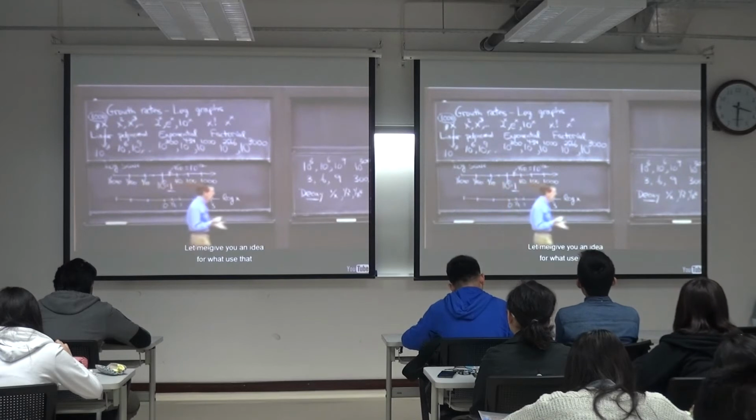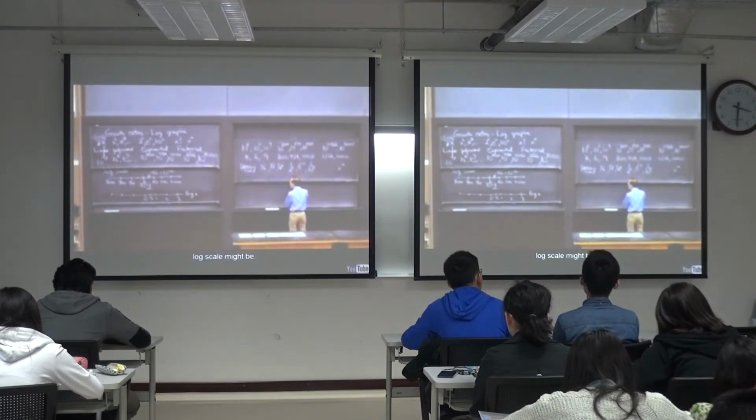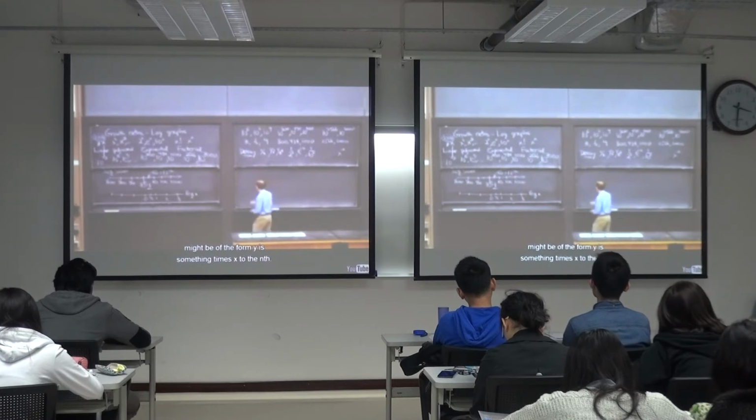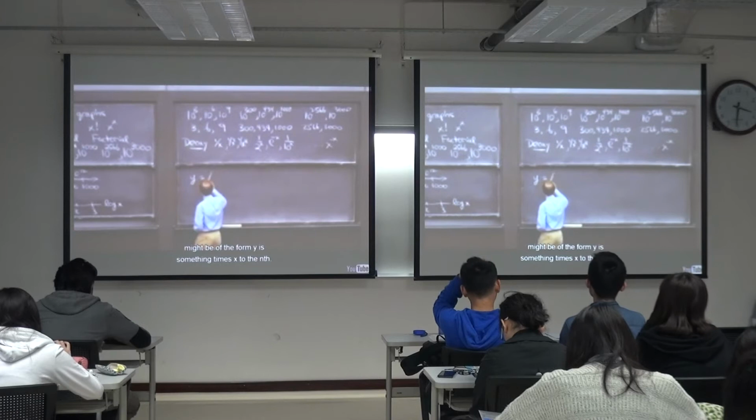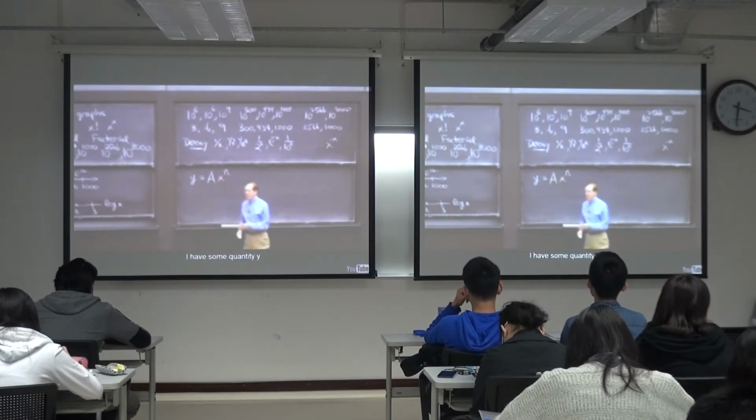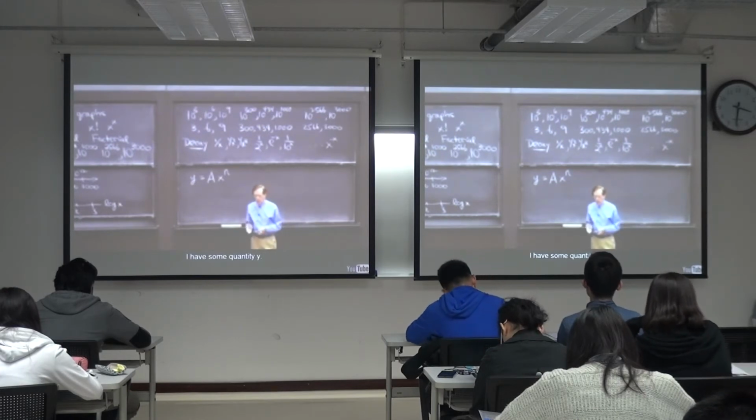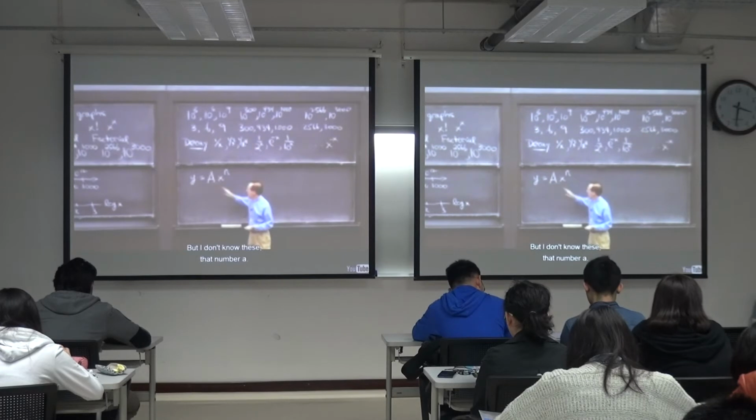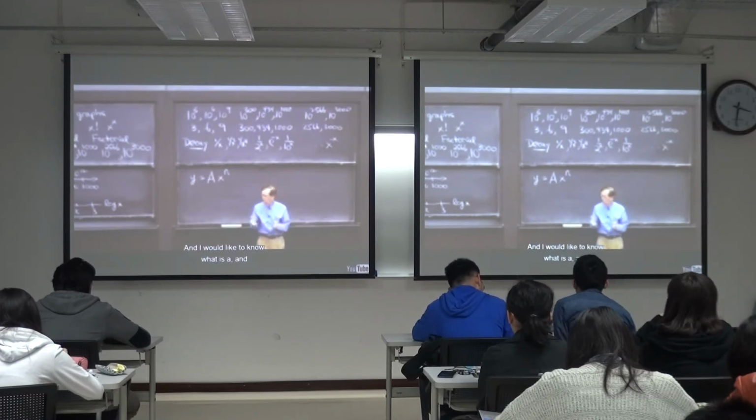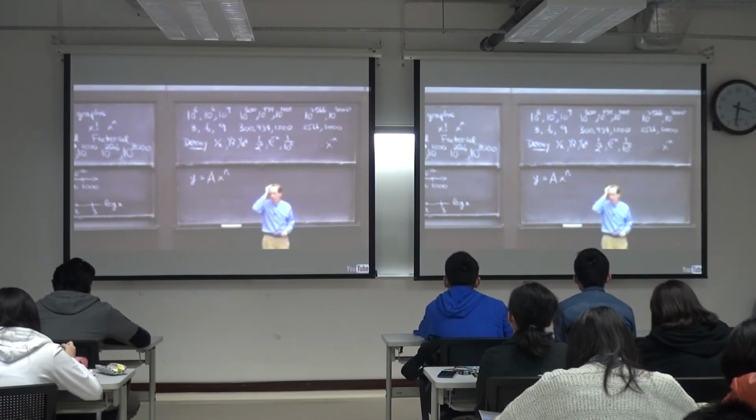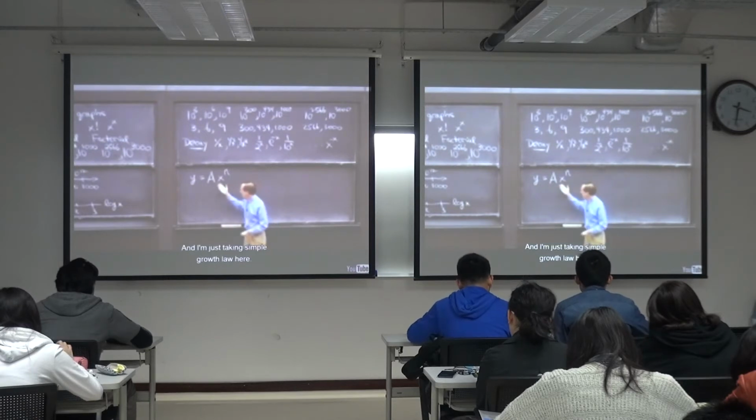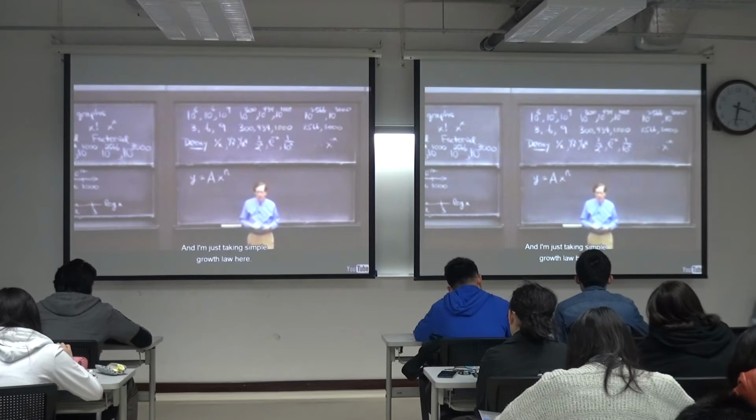How do we use that log scale? Let me give you an idea for what use that log scale might be. Practical use. Suppose I know or have reason to believe that my function might be of the form y is a times x to the nth. I have some quantity y, the output, when the input is x. But I don't know that number a, so I've done an experiment, and I would like to know what is a, and especially what is n. I would like to know how the growth is progressing. And I'm just taking simple growth here.